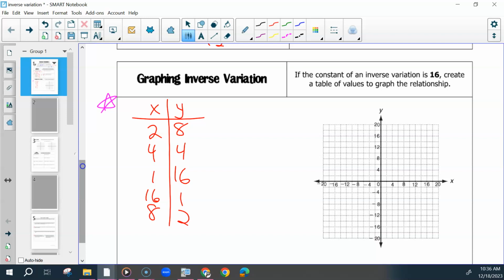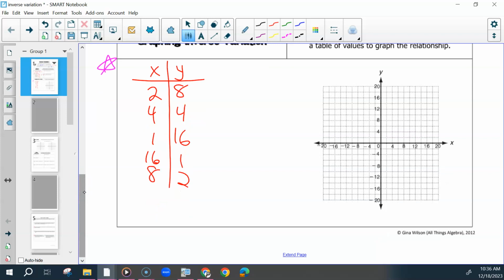And we're going to graph all of these points on this graph over here. So these are counted by 2, so the ones you're going to do in between. So 2, 8, 4, 4, 1, 16, 16, 1, and 8, 2. It'll look something like that. Connect all of the points to the best of your ability. Draw arrows at the end.